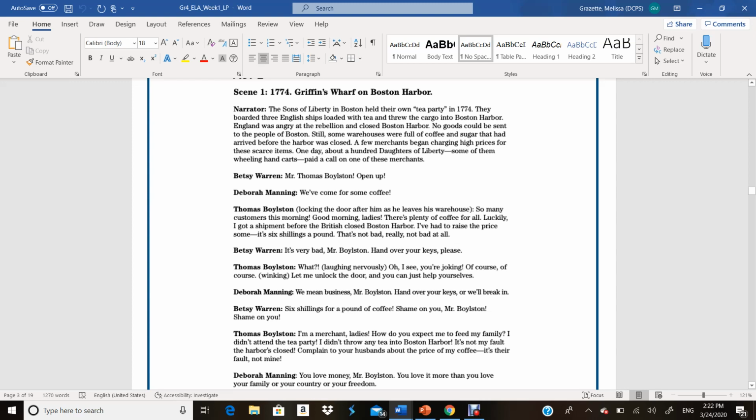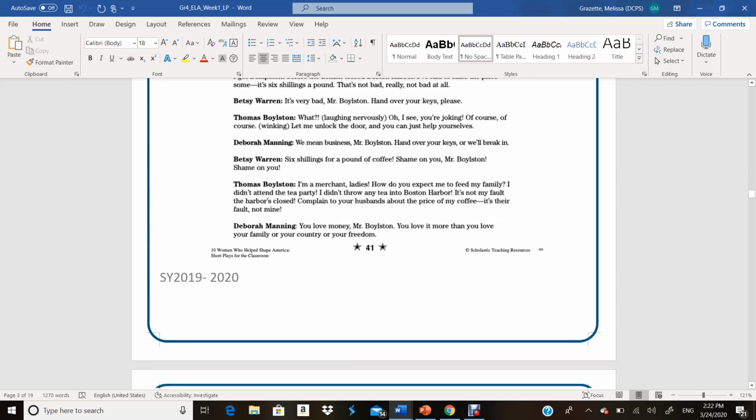Betsy Warren. It's very bad, Mr. Bolston. Hand over your keys, please. Thomas Bolston. What? Laughing nervously. Oh, I see you're joking. Of course, winking. Let me unlock the door, and you can just help yourselves. Deborah Manning. We mean business, Mr. Bolston. Hand over your keys, or we'll break in. Betsy Warren. 6 shillings for a pound of coffee? Shame on you, Mr. Bolston. Shame on you.